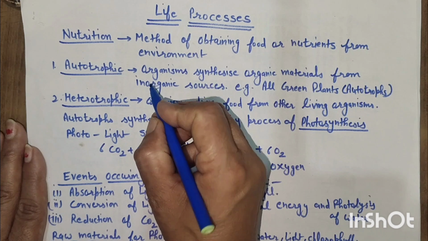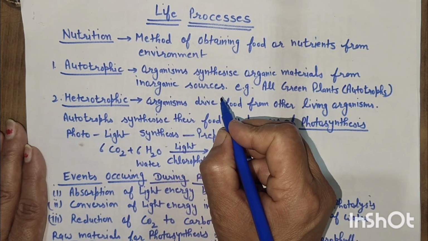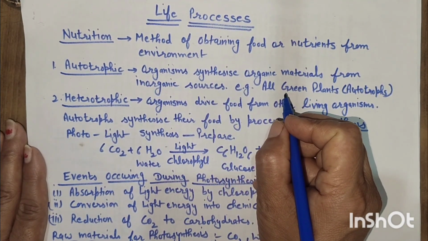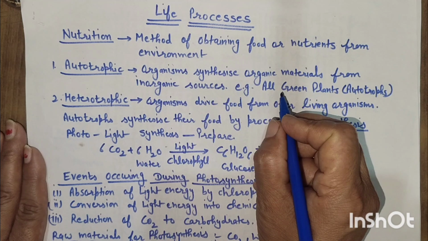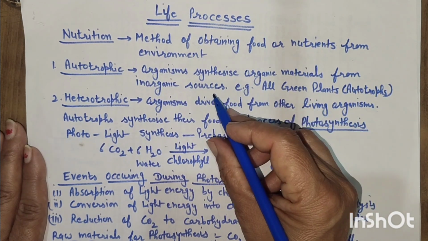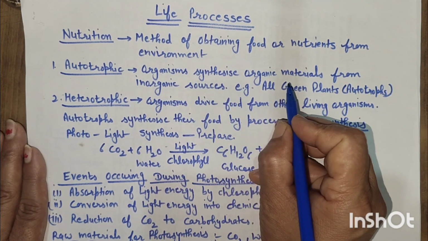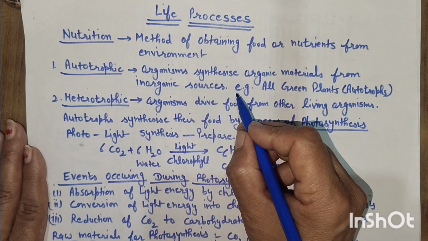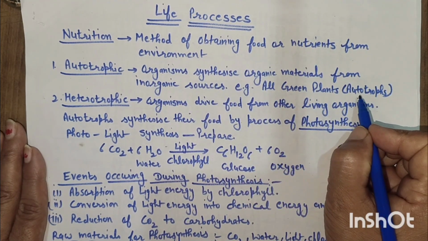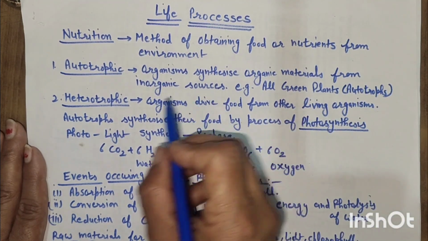Autotrophic mode of nutrition: organisms synthesize organic material from inorganic sources, like the green plants. They do photosynthesis and prepare their own food from inorganic sources. All green plants are called autotrophs because they prepare their own food from inorganic sources.